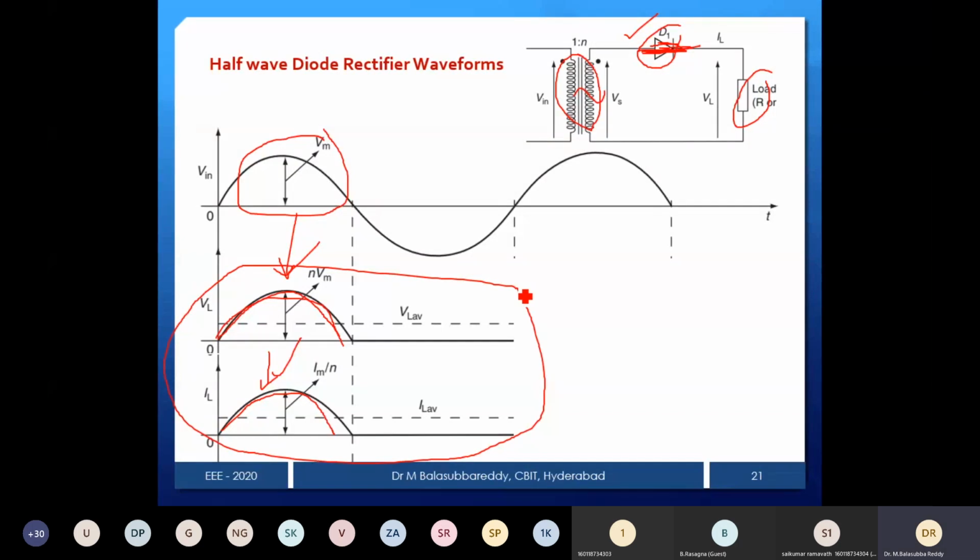Like this, you need to draw many waveforms for all five controllers and different loads. If I use an R load or RL load, RLE load and so on, we need to draw one full cycle. The remainder is automatically going to be repeated.